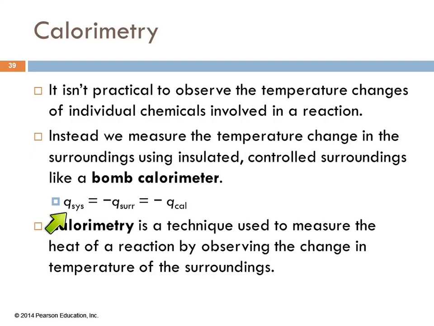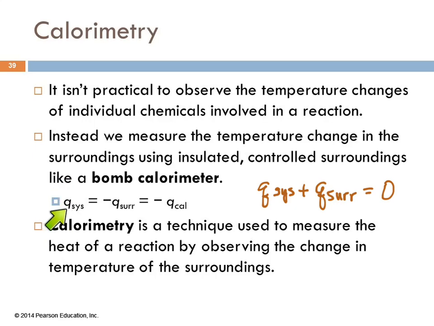Then what happens is Q for the system must be equal and opposite to Q for the surroundings. Another way to think of that: Q for the system plus Q for the surroundings has to equal what? The heat lost by the surroundings, gained by the system, has to be 0. They have to add up to 0. And so that's where we get this from.